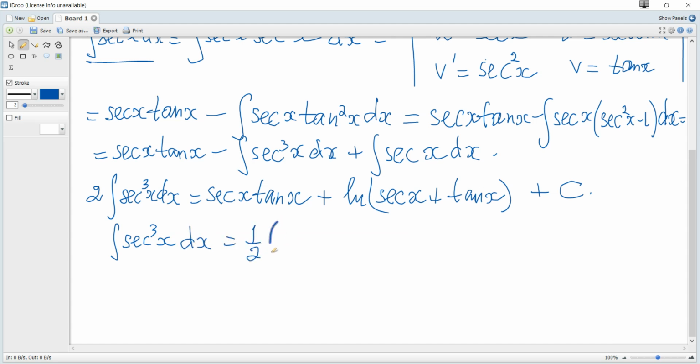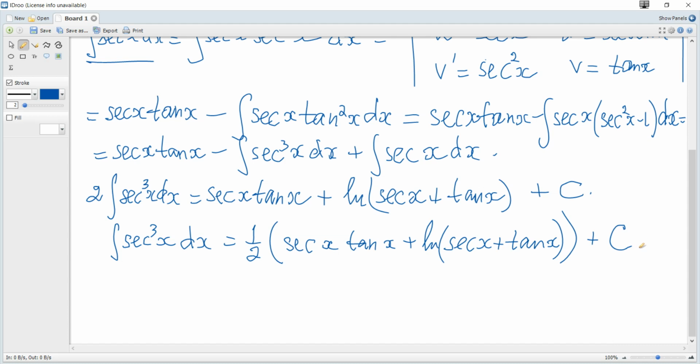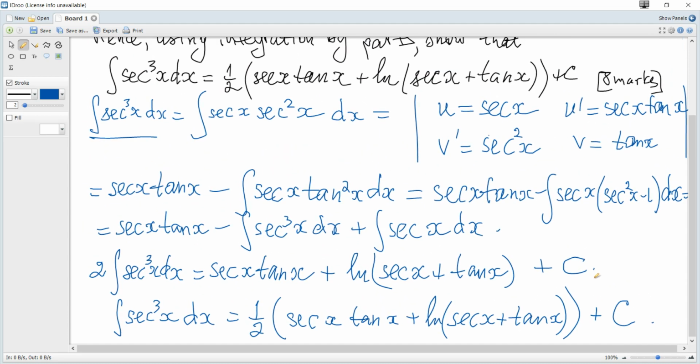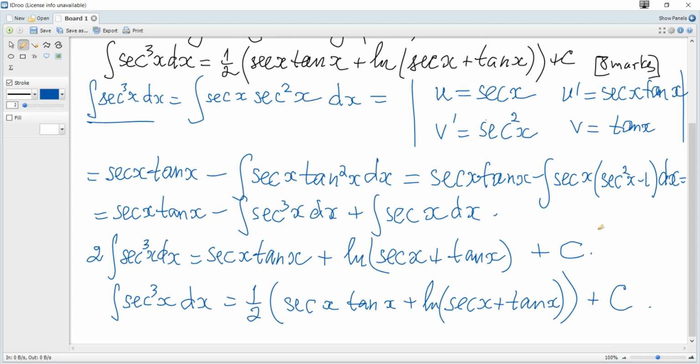Just divide each term by 2 to get that the integral of secant cubed x dx is equal to 1 over 2 secant x tangent x plus ln(secant x plus tangent x) plus a constant over 2. It's another constant, let it be again c or c1, it doesn't matter, and hence we get the expression as required. And that's all for this question.